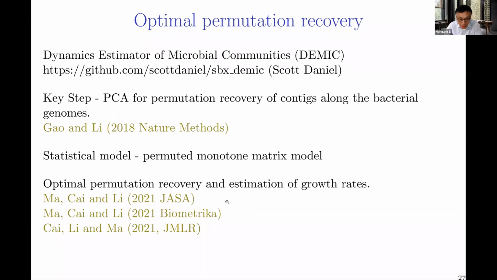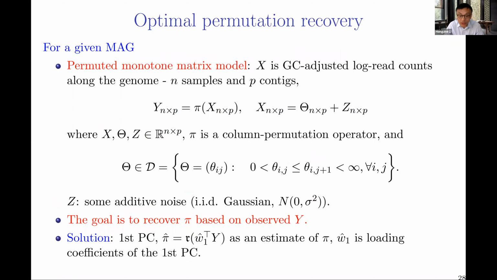In a couple of papers that we published recently, we also studied some of the statistical properties of this procedure. I'm not going to go into the details, but I just want to briefly mention this idea of using PCA to recover the order of the contigs. So the basic idea is this: we have X to be the coverage, the GC and length adjusted log of the read counts, which is the coverage of the reads for that particular contig along the genome. In total, we have N samples and P contigs. Each coverage can be written as a true coverage matrix plus some noise Z.